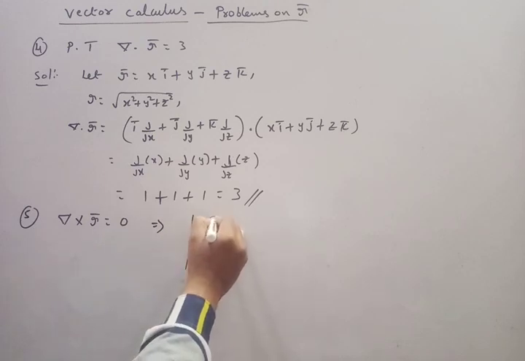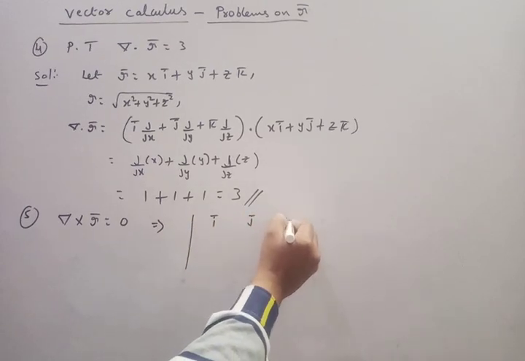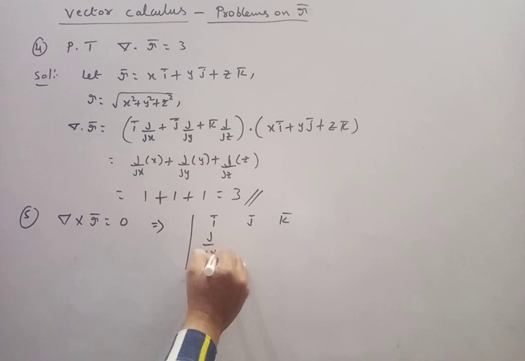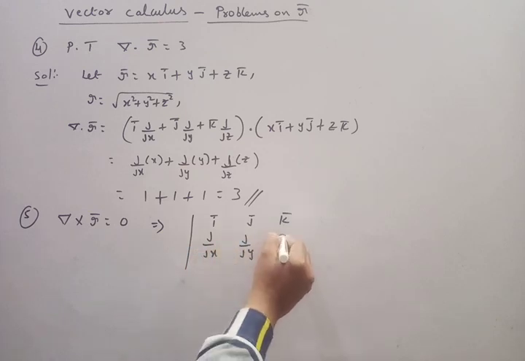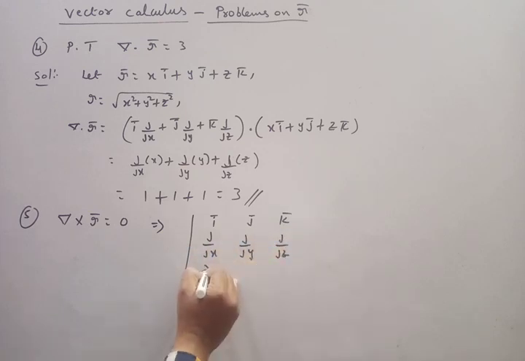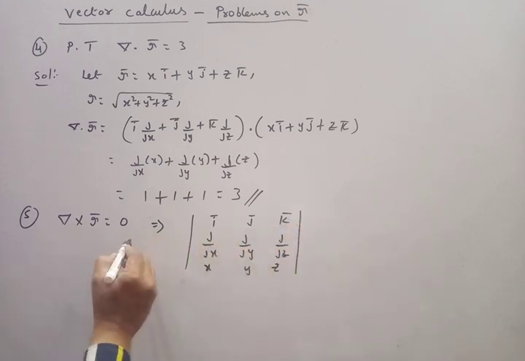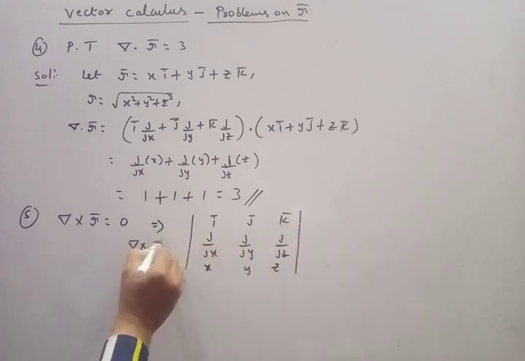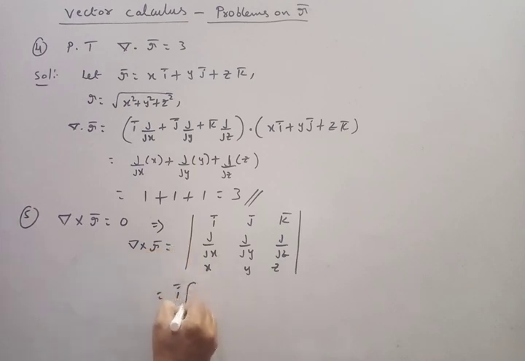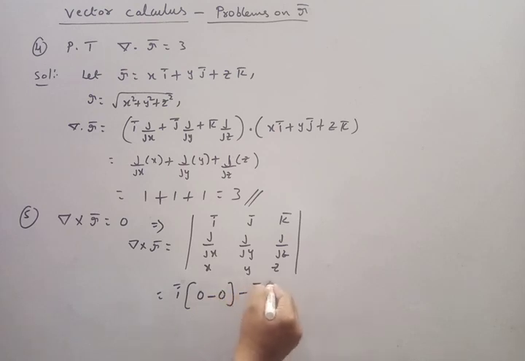So cross product, no? i bar, j bar, k bar, del ∂/∂x, ∂/∂y, ∂/∂z, then x, y, z. So this is del cross r bar. So what I get here? i bar into this row, this column: ∂z/∂y will give you 0 minus ∂y/∂z will give you 0, minus j bar.